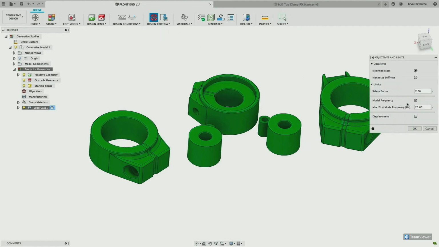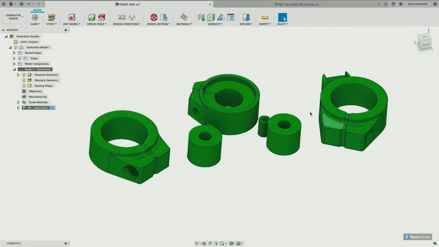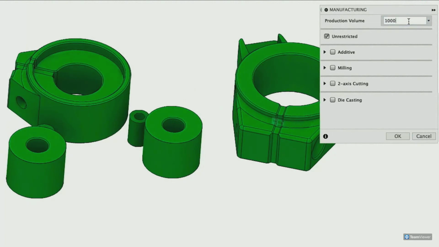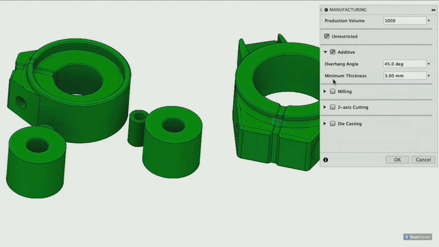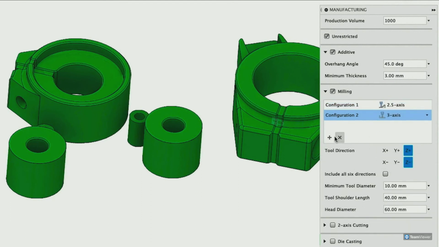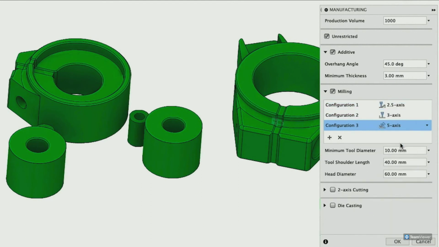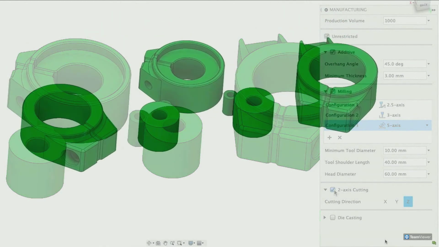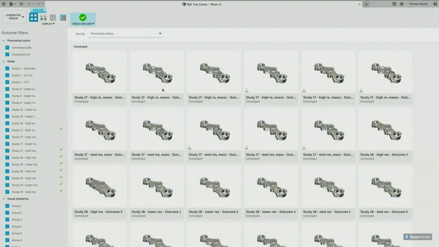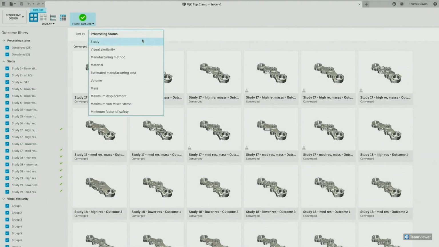Now add the design criteria where we are going to set the safety factor. We're going to look at modal frequencies. And then we're going to look at production, manufacturing, 10,000 parts. We're going to try additive, unrestricted milling. Under milling, we'll add 2.5, 3 axis, and 5 axis. And we'll also look at 2 axis cutting. Generating this is going to create multiple outcomes.